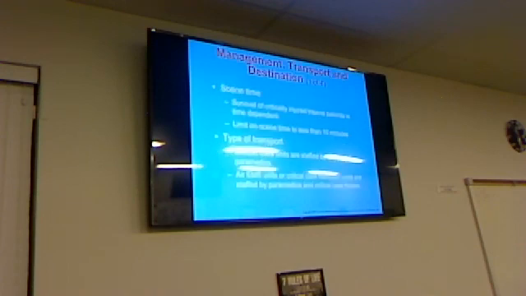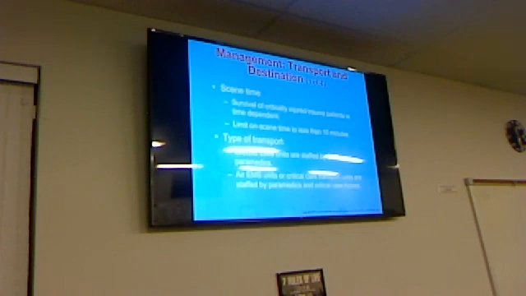So scene time, so survival of critically injured trauma patients is time dependent. So time is of the essence. Like I said, definitive care for trauma patients is in a surgery suite in a comprehensive trauma center, not hanging out on the scene on the side of the road. Limit on scene time to less than 10 minutes.